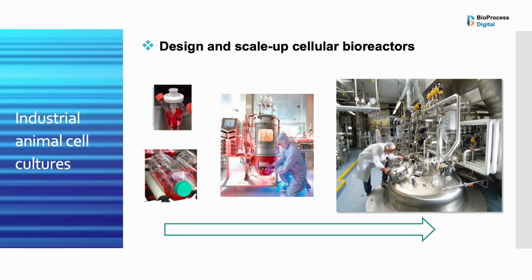When developing new animal cell culture processes for biopharmaceutical production, bioprocess engineers must scale up cell culture bioreactors, starting from small-scale systems like roller bottles and spinner flasks used for initial cell propagation, and progressing to large-scale stirred tank bioreactors capable of producing kilograms of therapeutic products.